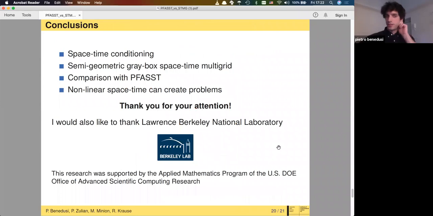So now the conclusion. I presented you some study on the conditioning of the space-time system and a semi-geometric gray box space-time multigrid. And we can understand better what happens in terms of semi-coarsening strategy, also considering the study of the conditioning of the space-time matrix. And then I did this comparison with FAST, and maybe the main point is that for the nonlinear case, space-time can create problems. Sorry, you are limited to using a fully implicit approach.